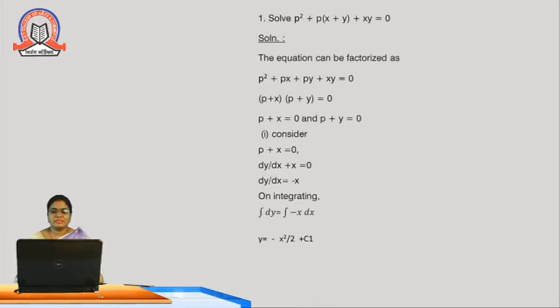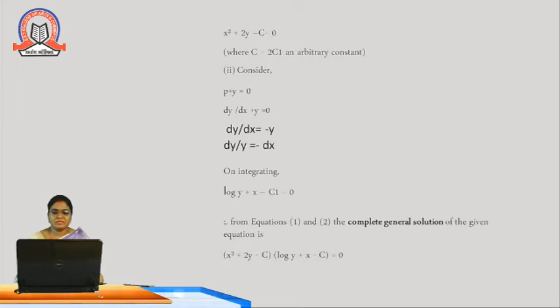Considering second equation, second factor p plus y equal to 0, substituting dy by dx for p and rearranging as per separable method, we are getting dy by y equal to minus dx. Integrating both sides, we are getting log y plus x minus c1 equal to 0. Combining these two answers, we are getting complete general solution as x square plus 2y minus c into log y plus x minus c equal to 0.